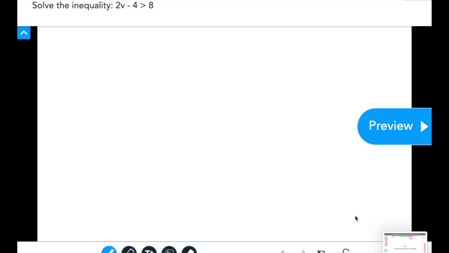Say that we have this question here. Solve the inequality 2v minus 4 is greater than 8. I'll give you time to try and solve it on your own.